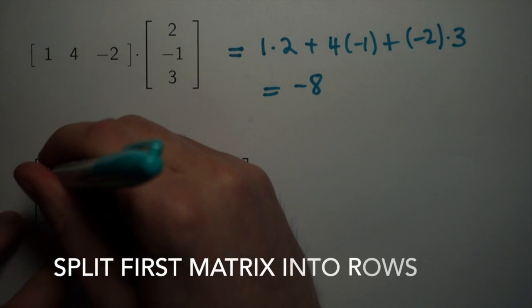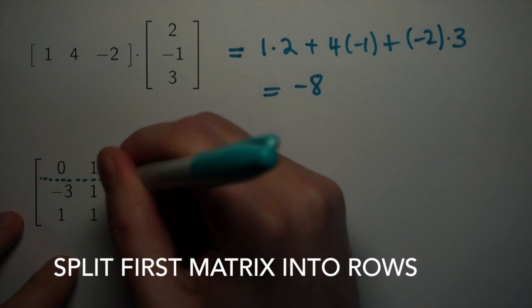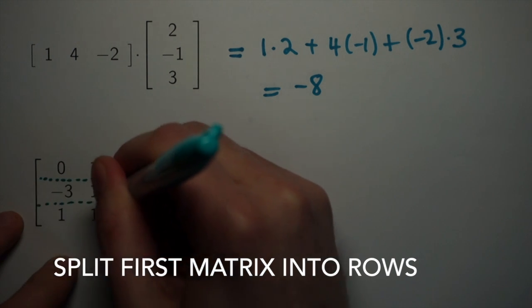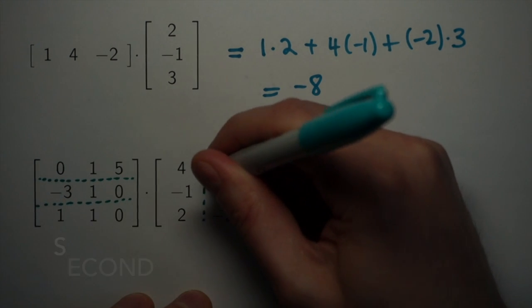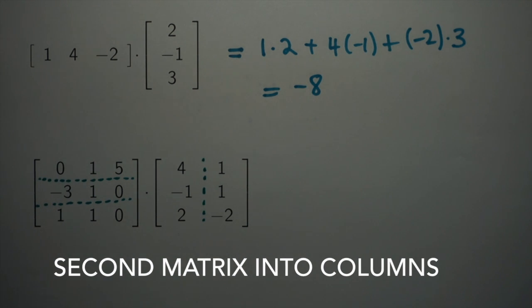I'm going to illustrate this with an example. We're going to take two matrices and multiply them together. We split the first matrix up into rows and the second matrix into columns.